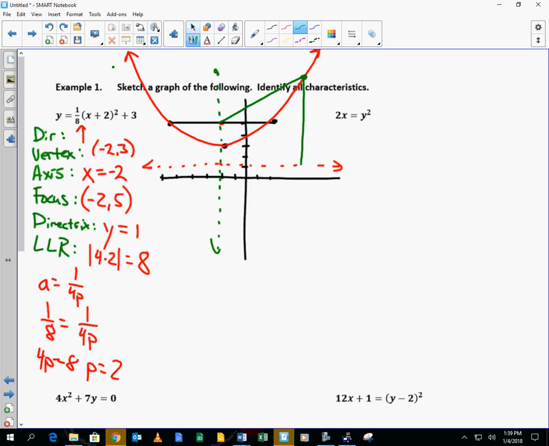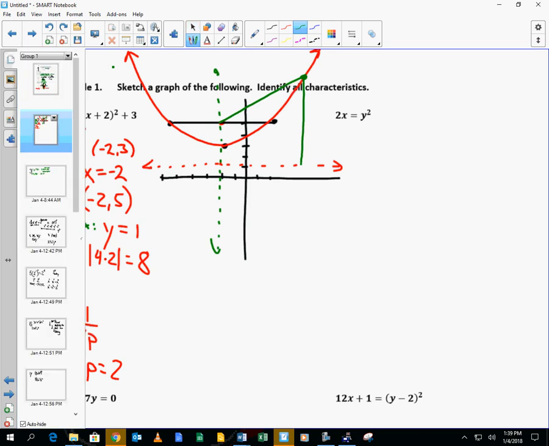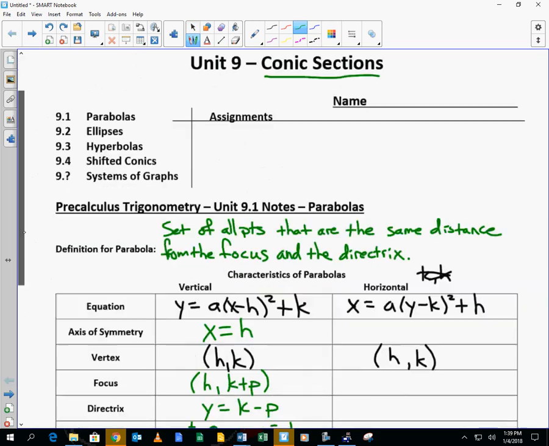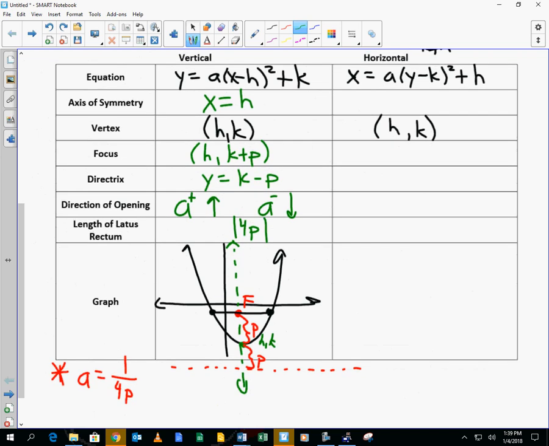Okay, we're going to do one more example today. Let's flip it over to the other side. Tomorrow we'll do 2 examples. You have about 25 minutes to work in class.